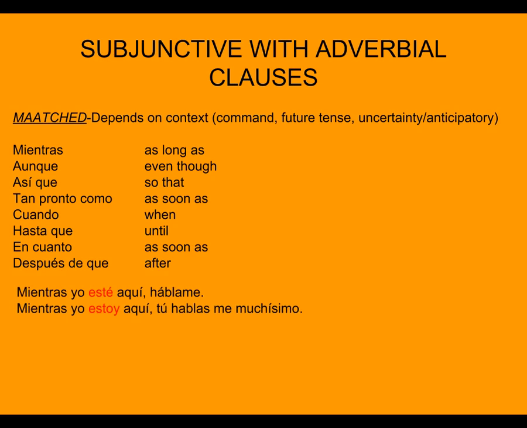In this first example, mientras yo esté aquí, háblame. Háblame is the independent clause, rather, and it is a command. Since we have a MATCHED phrase with a command in the independent clause, the subjunctive esté is required. If I tell you, talk to me, you haven't talked to me yet, that's why I'm telling you to do so. That action hasn't happened and the subjunctive is required.